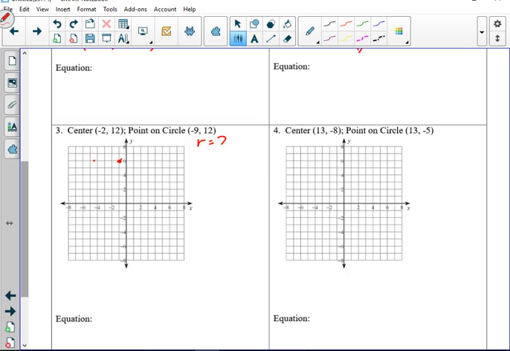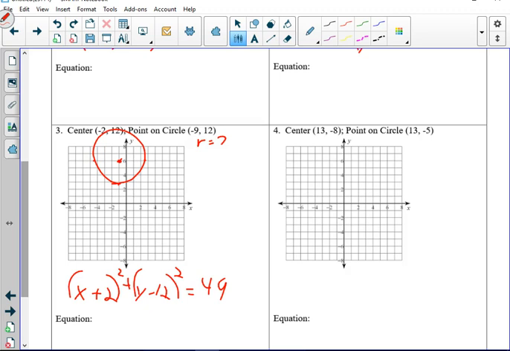And I'm going to go over 2, 4, 6, 7, and down 2, 4, 6, 7, and then estimate the top piece. Something like that. So x plus 2, because it's minus negative 2, squared, plus y minus 12 squared equals 49, r squared.